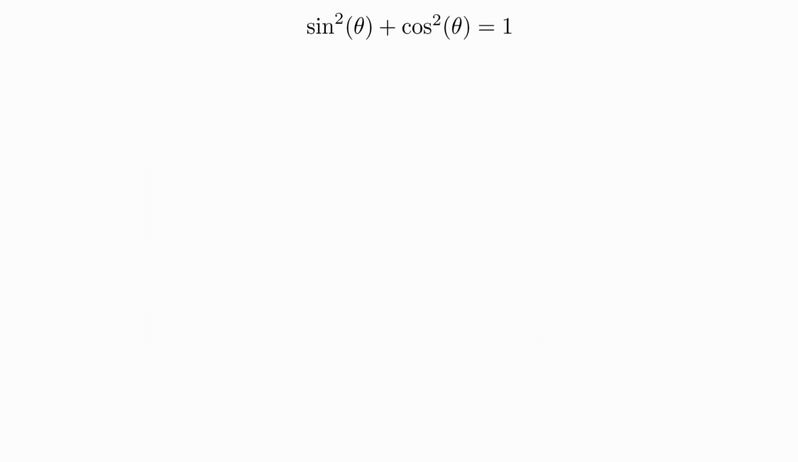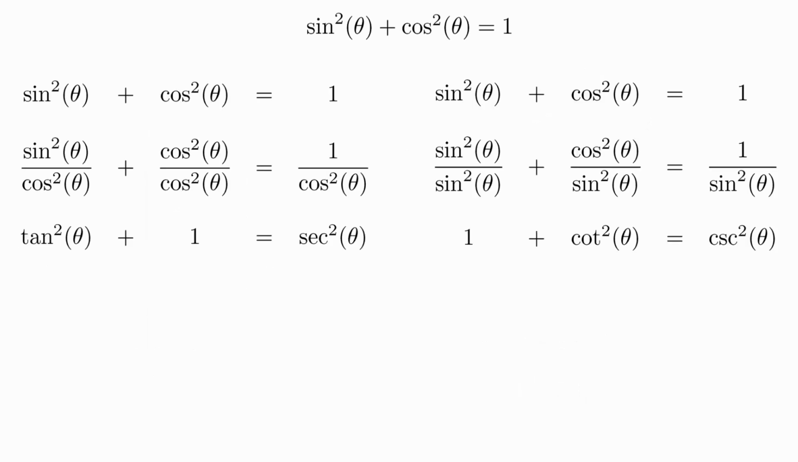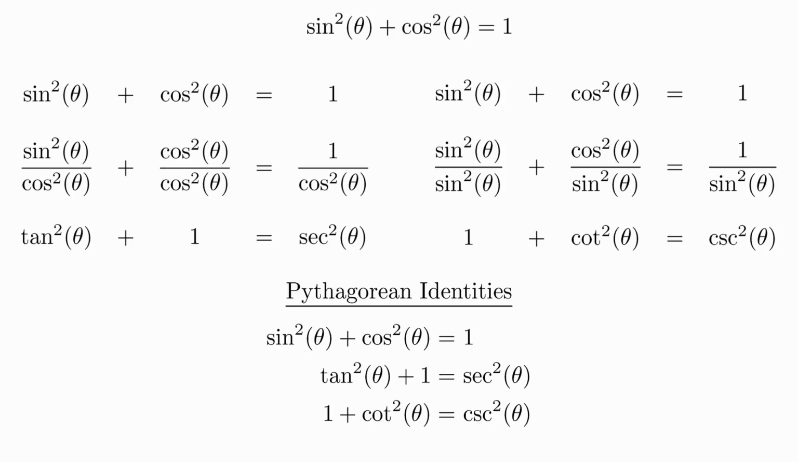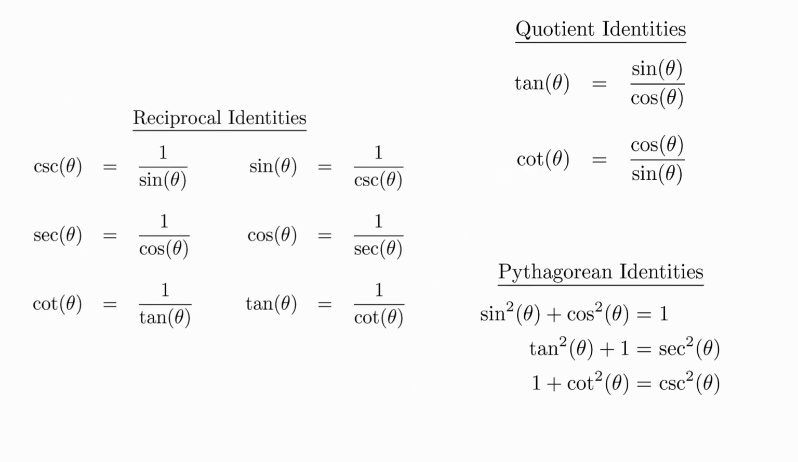We can derive 2 other identities from this one by dividing through by either sine squared theta or cosine squared theta. These formulas are collectively known as the Pythagorean Identities. The first one is the most important one to know because the others can be derived from it. We will have many uses for these formulas.